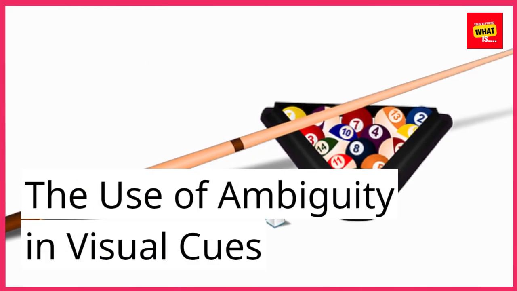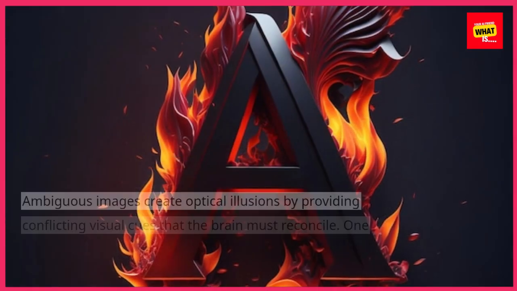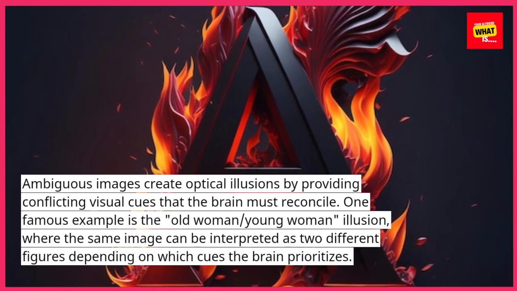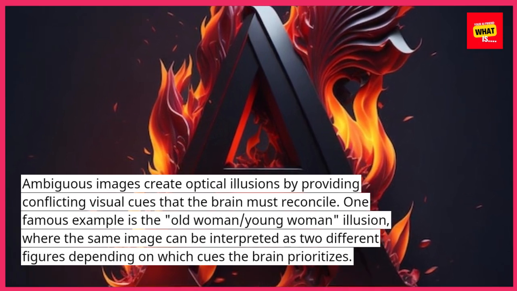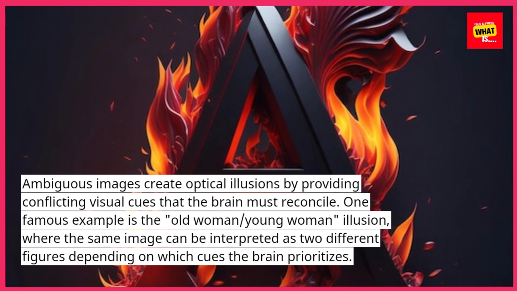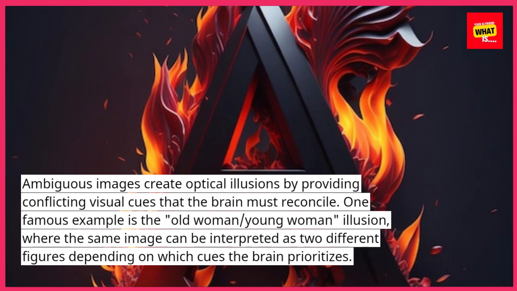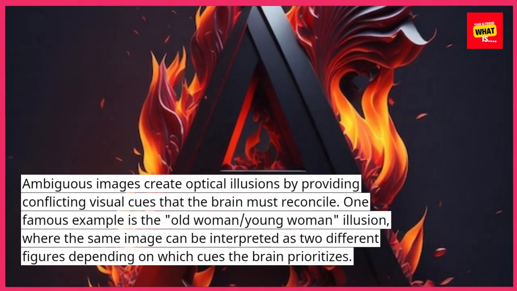The use of ambiguity in visual cues. Ambiguous images create optical illusions by providing conflicting visual cues that the brain must reconcile. One famous example is the old woman, young woman illusion, where the same image can be interpreted as two different figures depending on which cues the brain prioritizes.